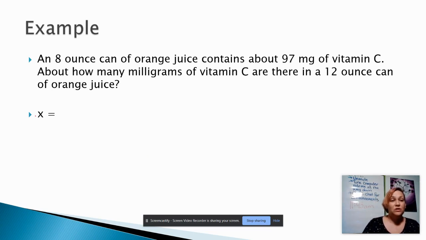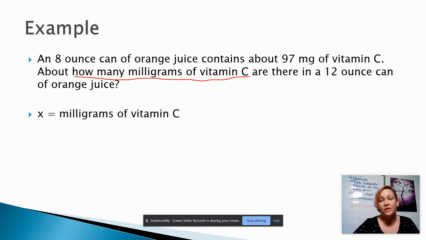So again, I'm going to choose to use the letter X just because it's easiest for me, and I won't forget what letter I chose. And if I read the last sentence, that's where I can figure out what X is representing. So this says about how many milligrams of vitamin C are there in a 12-ounce can of orange juice? So that's what I'm solving for. I'm trying to find out the milligrams of vitamin C.